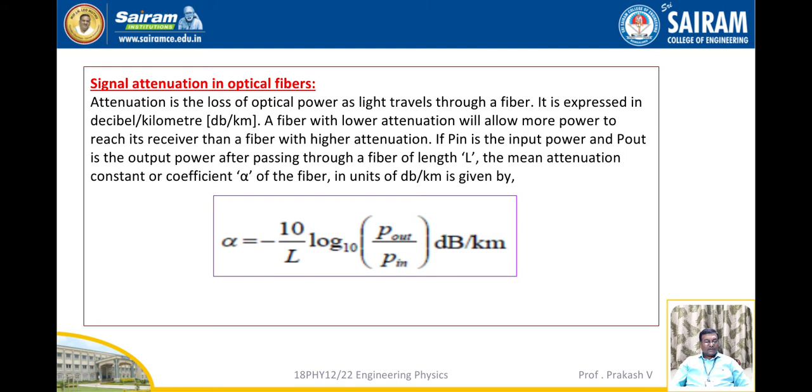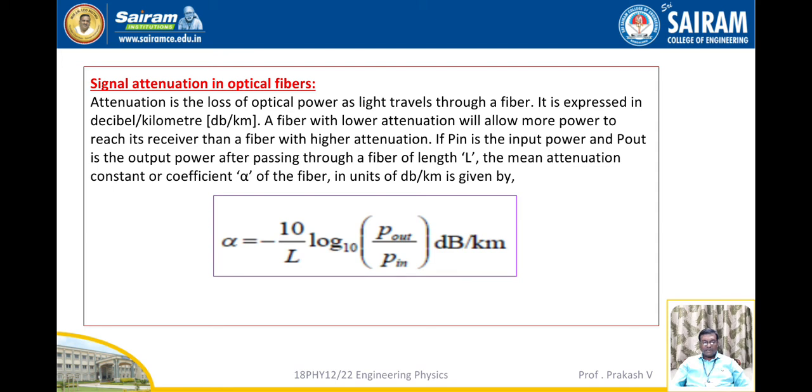Now, signal attenuation in optical fibers. What is attenuation? Attenuation is nothing but the loss of optical power as light travels through an optical fiber. It is expressed in decibel per kilometer, that is dB/km. A fiber with lower attenuation will allow more power to reach its receiver than a fiber with higher attenuation.